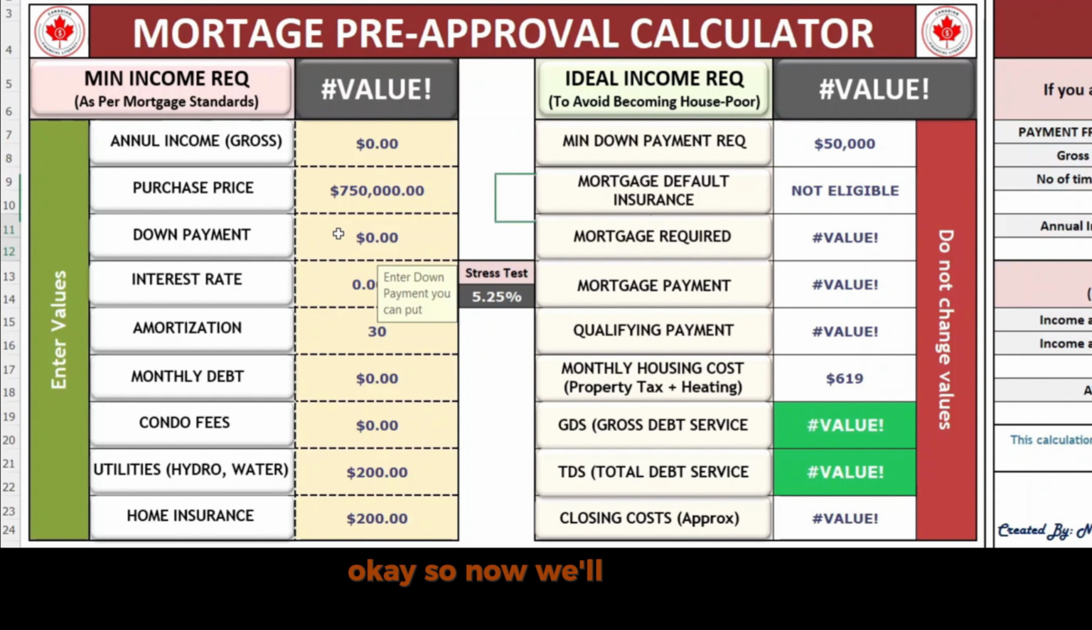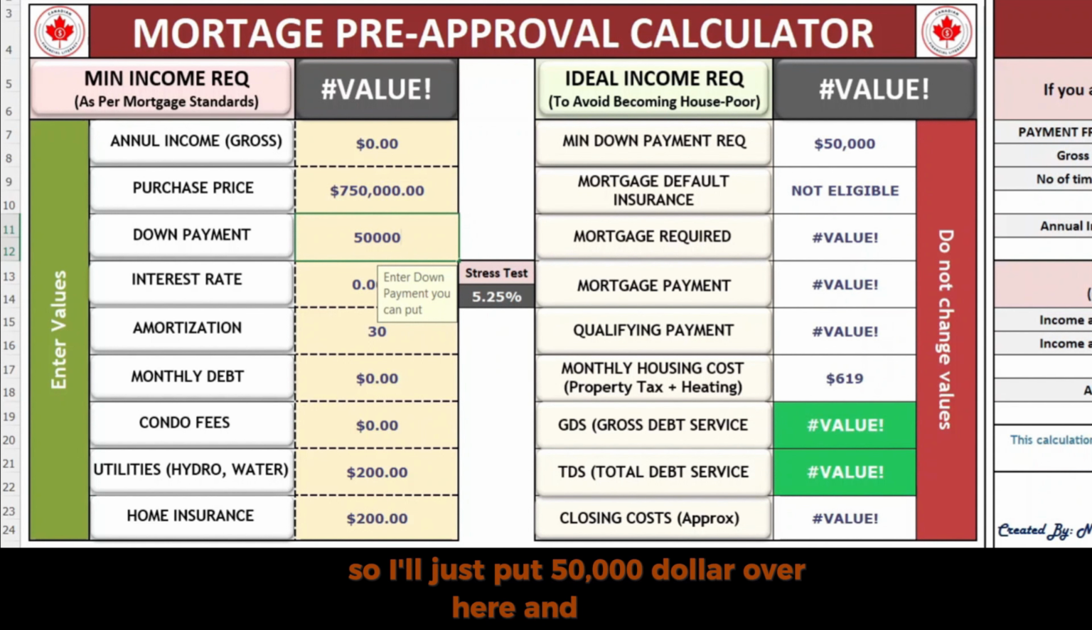Okay, so now we'll come back to the next point, that is down payment. Here, we will be entering the down payment that we have saved to buy this house. Let's take an example that we have also saved $50,000 to buy this home. So I'll just put $50,000 over here and hit enter.